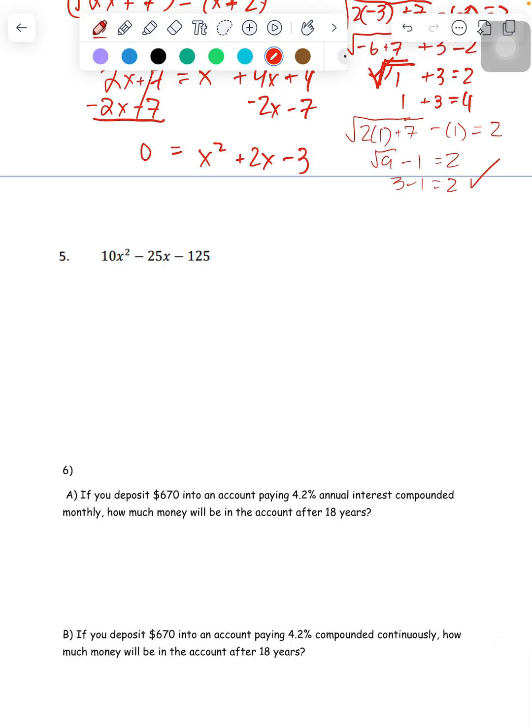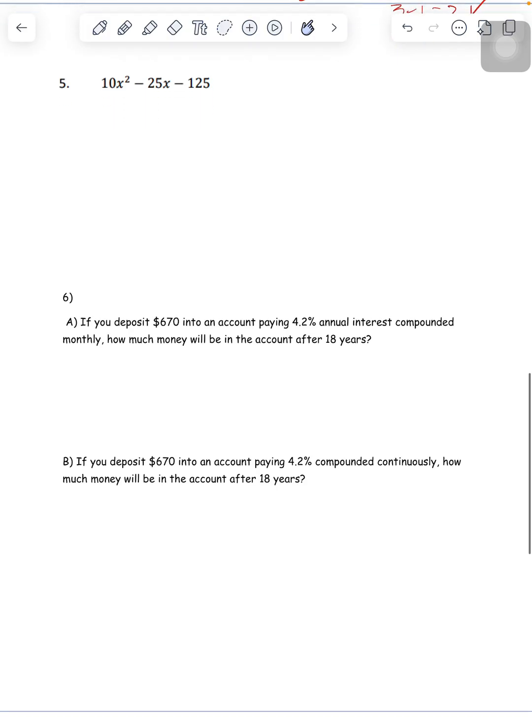All right. Okay. So let's take a look at some factoring and some interest problems. All right. So, blast from the past, factoring 10x squared minus 25x minus 125. All right.